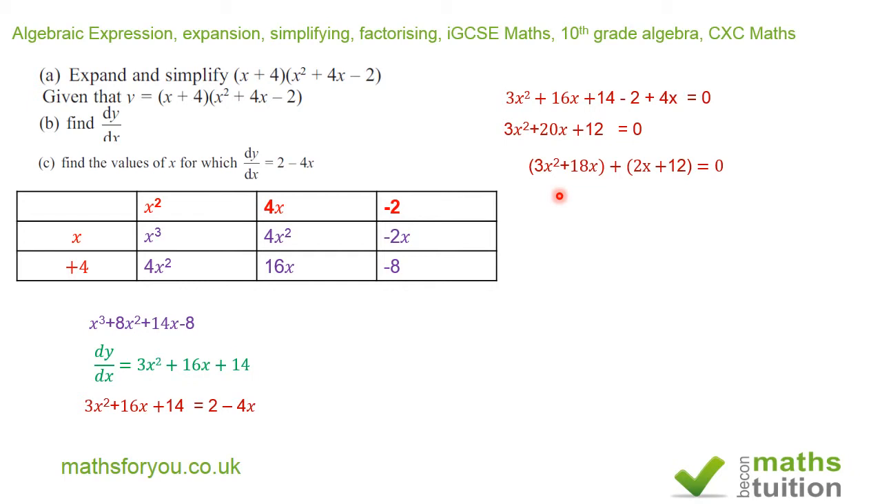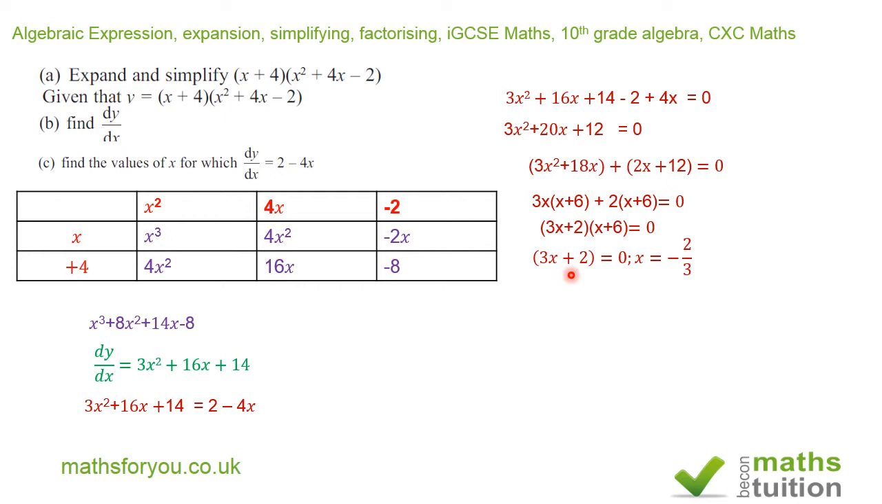Now we've got 4 terms and 2 groups, so we need to factorize each of the groups. If we factorize 3x² + 18x first, we end up with 3x(x + 6) for the first group. And for the second group, we end up with 2(x + 6), that's equal to 0. Note that both groups have got x + 6 in common. So the final two factors would be (3x + 2)(x + 6).